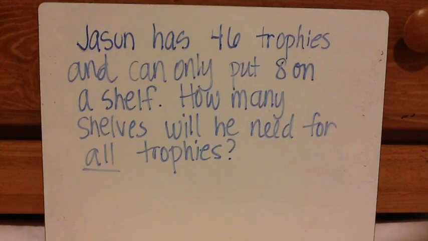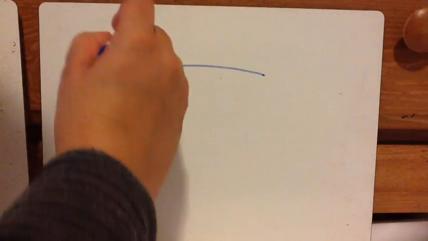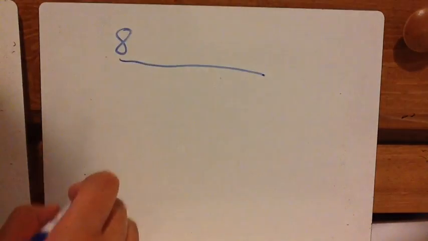It says Jason has 46 trophies and can only put 8 on a shelf. How many shelves will he need for all trophies? In order to solve this, I want you to visualize the shelves with the trophies. And I will also use manipulatives to help you solve. But we're talking a shelf and then 8 on that shelf, right?